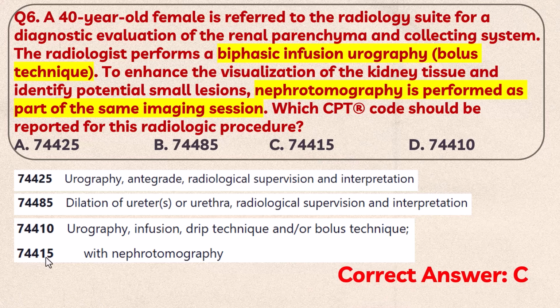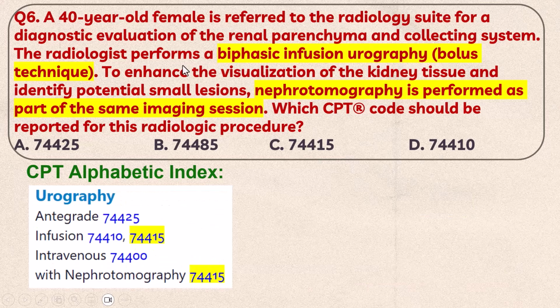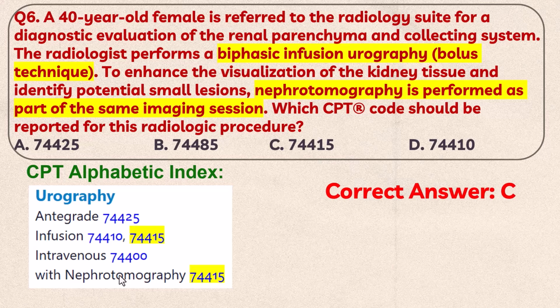So if you encounter this case in real working world, you have to use the CPT alphabetic index. The procedure is a urography. The main search term is urography and the subterm is infusion or with nephrotography. So both ways you can search here. So once you go back to the tabular list, you can confirm the answer 74415.